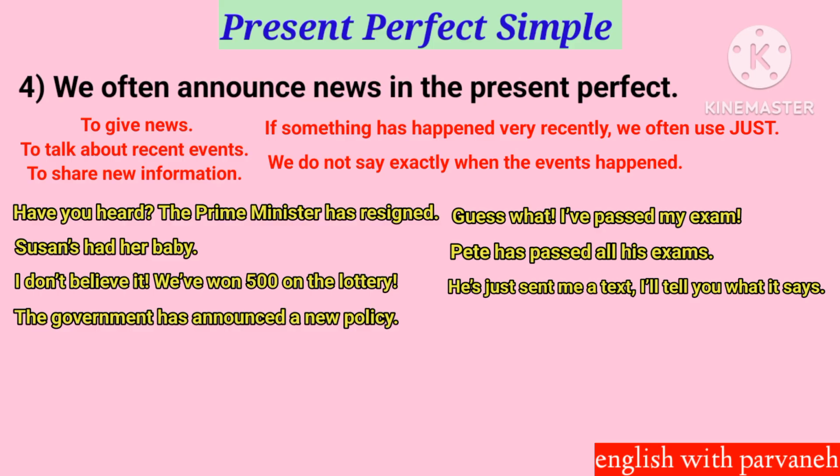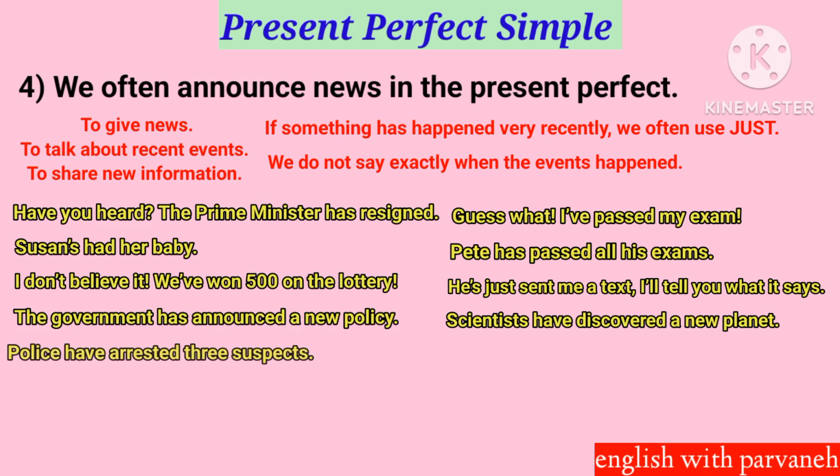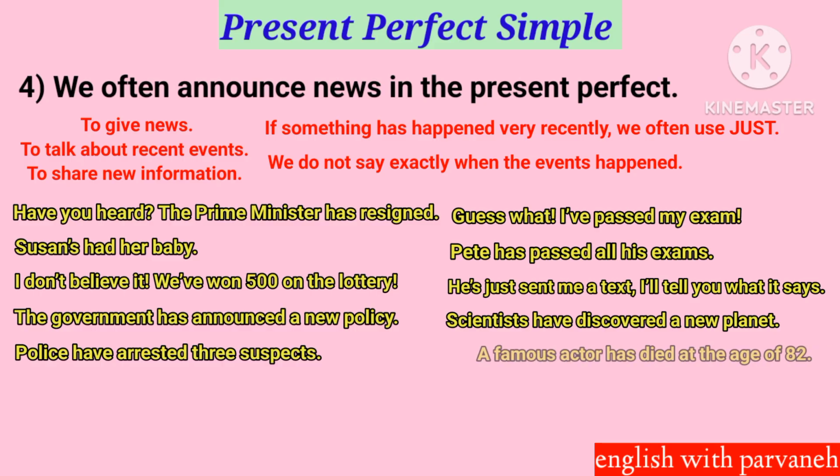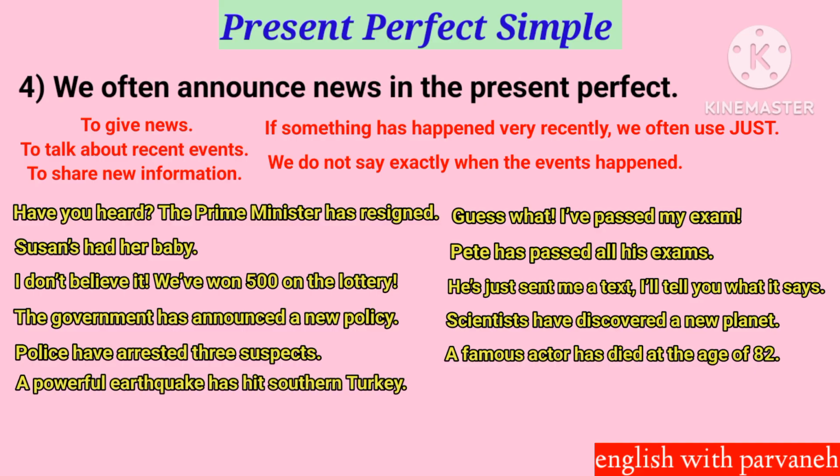We use present perfect, especially in headlines. If we want to give details, we can use past simple in the news story. But in headlines, we usually use present perfect simple. Scientists have discovered a new planet. So news, new information. Police have arrested 3 suspects. A famous actor has died at the age of 82. News. A powerful earthquake has hit southern Turkey.